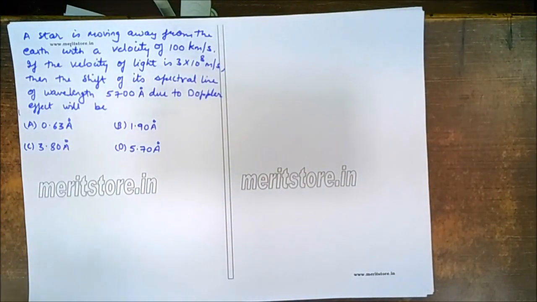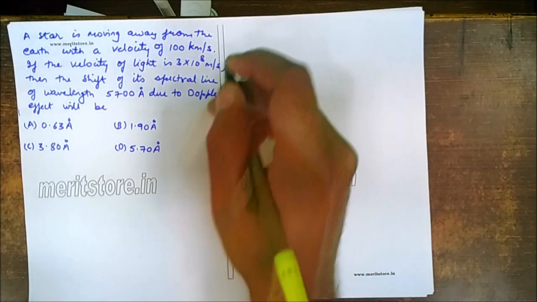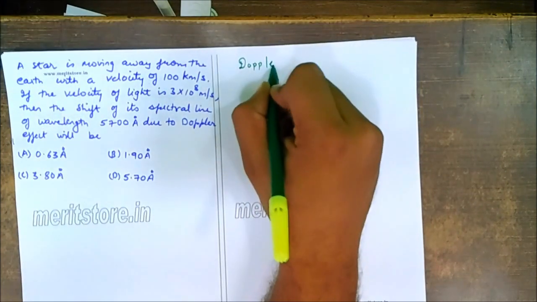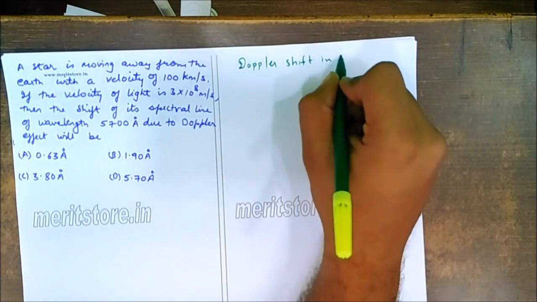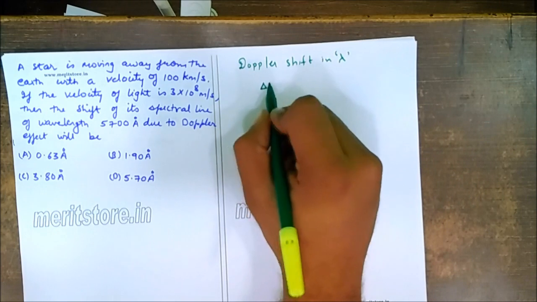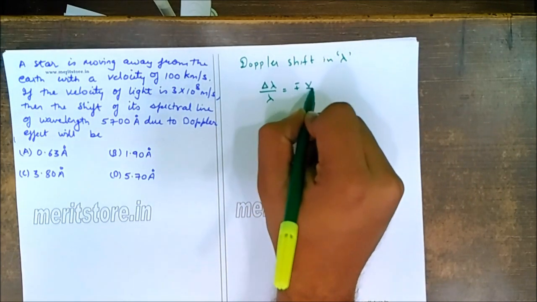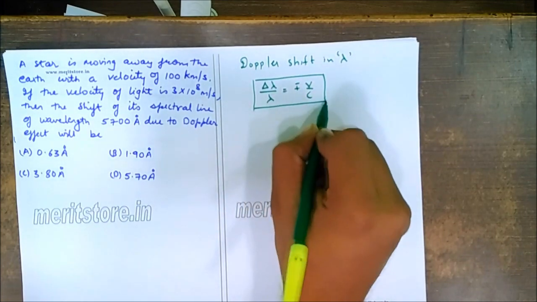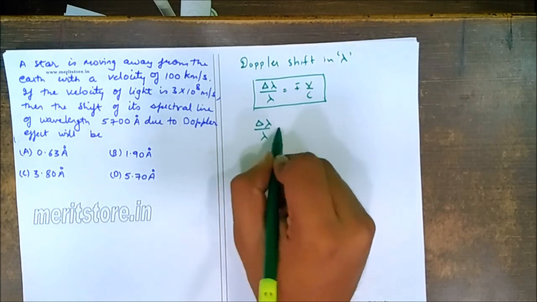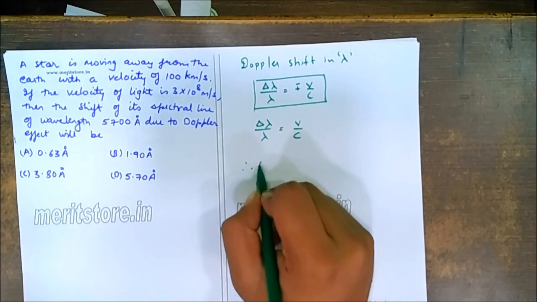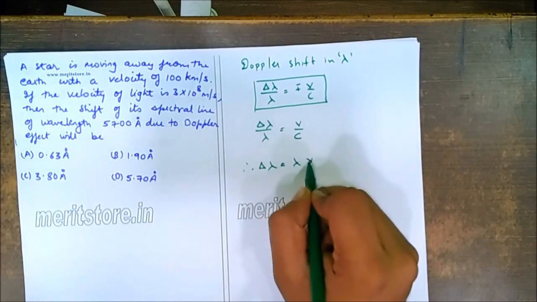The next question: a star is moving with a velocity of 100 kilometers per second. If the velocity of light is 3 into 10 raised to 8 meters per second, then find the shift of its spectral line of wavelength 5700 angstrom unit due to the Doppler effect. Now this is based on Doppler shift in lambda, and delta lambda by lambda is equal to minus plus v by c is the formula. Taking the magnitude, delta lambda by lambda is equal to v upon c.